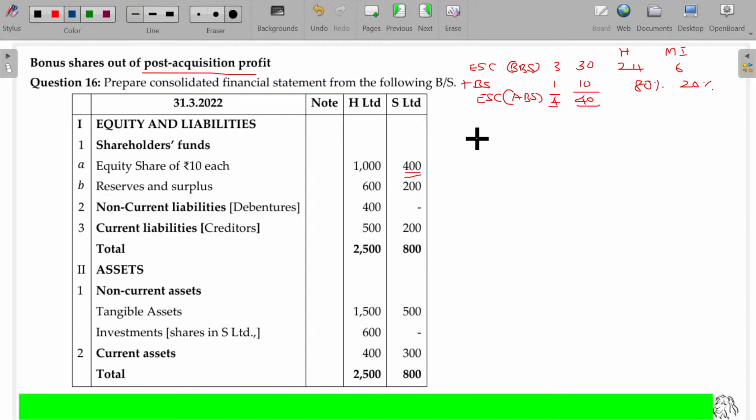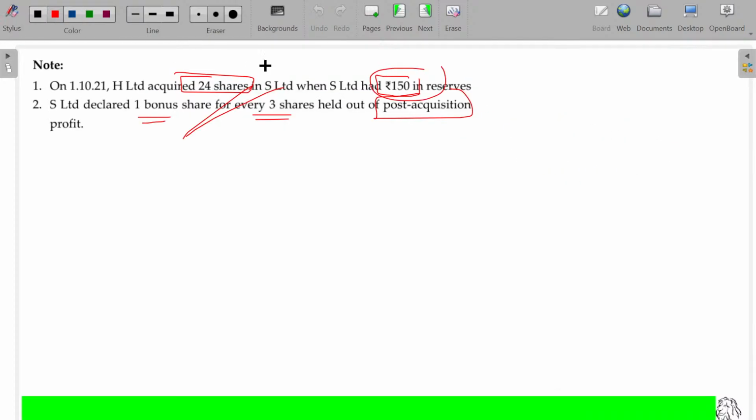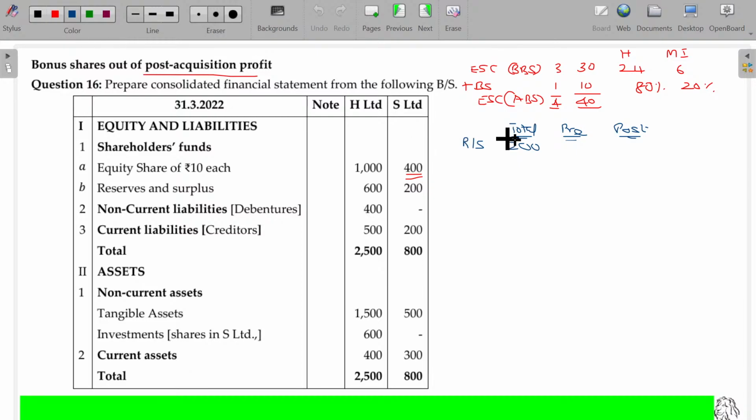Now reserves and surplus, 200 rupees in total, for pre as well as post. 80, 20; 160 and 40. Sorry, pre is how much? 150 is the pre. Okay, 150 and 50.